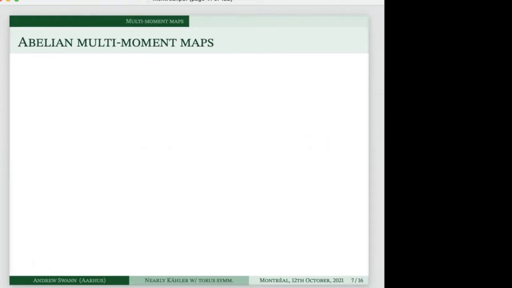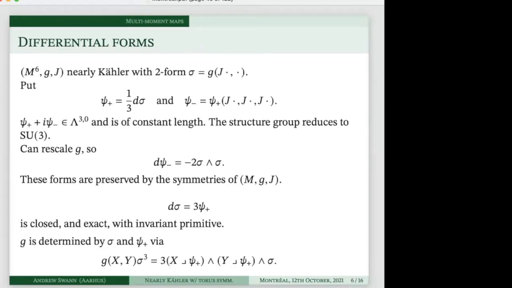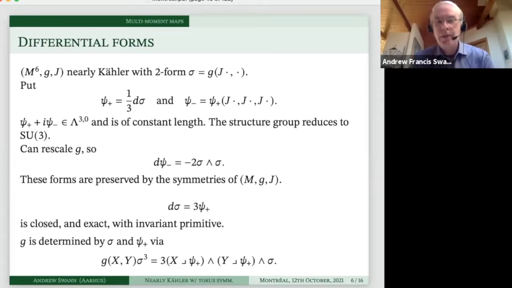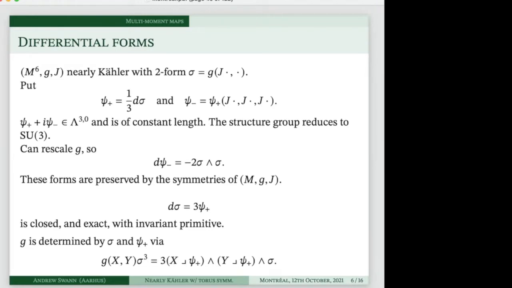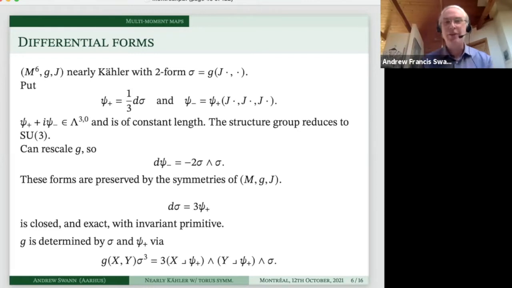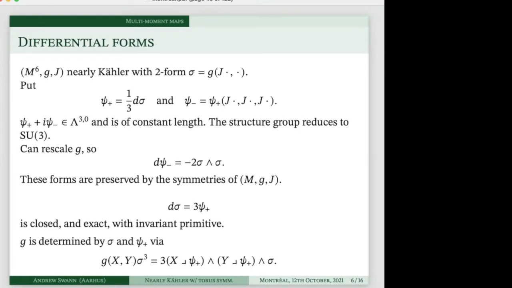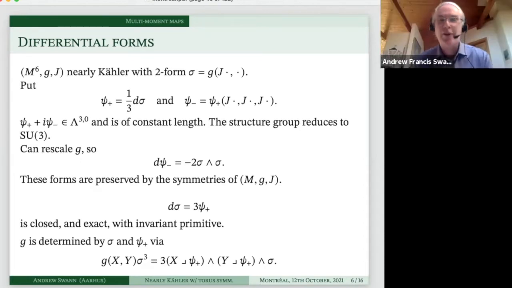Andrew, can I ask a question? Of course, yes. Is the expression of g symmetric in X and Y here? Yes, it is, because the contractions are 2-forms, and the wedge product of 2-forms is commutative. So that's exactly why it's symmetric. I was just wondering if the sign was right. Yep, the sign is fine.